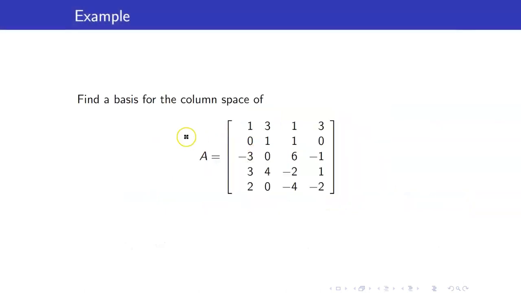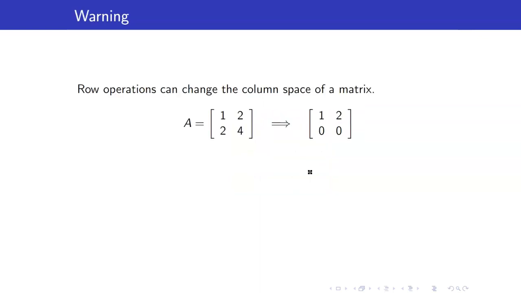What we want to do next is to find a basis for the column space of a matrix. It's the most natural thing to do because we just looked for the basis of its row space. Now take note that row operations can change the column space of a matrix. So for example, a basis for the column space of A would be the column vector (1, 2). I will no longer write (2, 4) because (2, 4) is a scalar multiple of (1, 2). So this is the only linearly independent vector.